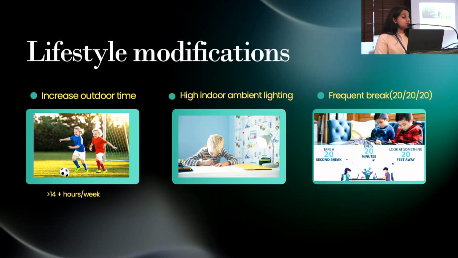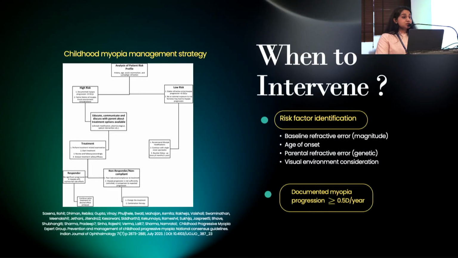The importance of increased outdoor time, at least more than 14 hours per week. High indoor ambient lighting while reading, as well as frequent breaks. The 20-20-20 rule is a must. It should be followed very religiously. So the billion-dollar question: when to intervene?